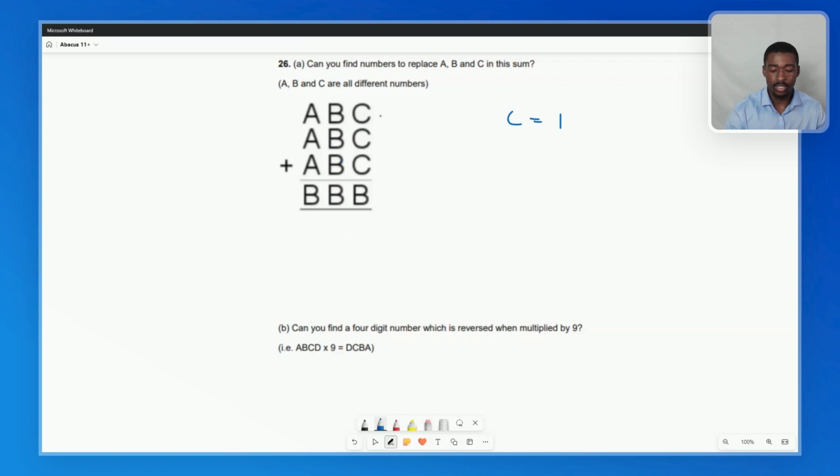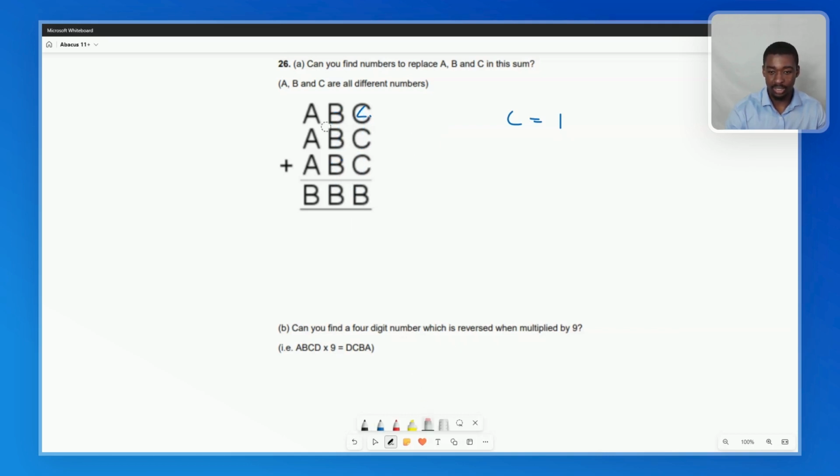And let's say C was 4. We'd have 4 plus 4 plus 4, which would be 4, 8, 12. So 2, carry the 1. Now if B is 2, that's 2 plus 2 plus 2, which is 2, 4, 6, plus the 1 is 7. But again, that does not work because B is meant to be 2 and not 7.